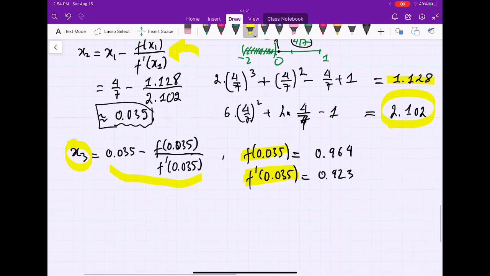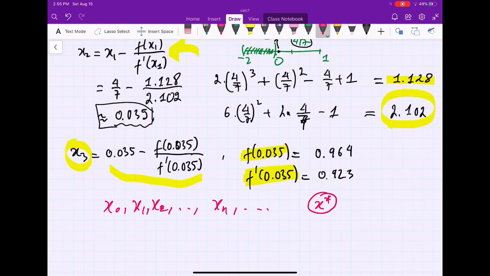Okay, and don't forget that when you increase n, you have a sequence x0, x1, x2, and so on, xn, and so on. And this sequence converges to the solution x star. So when you increase n, you get a more exact approximation.